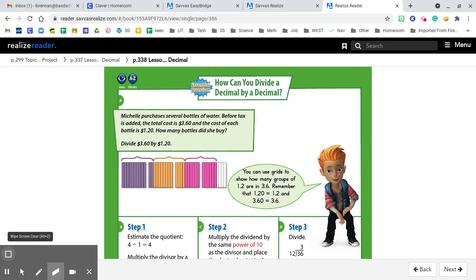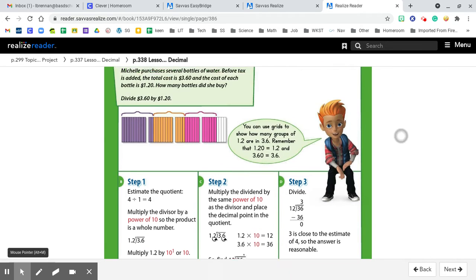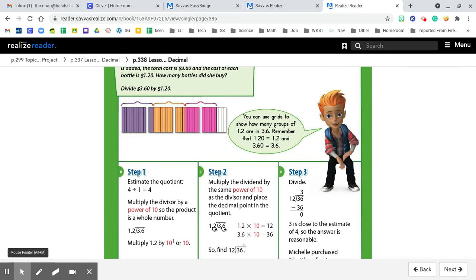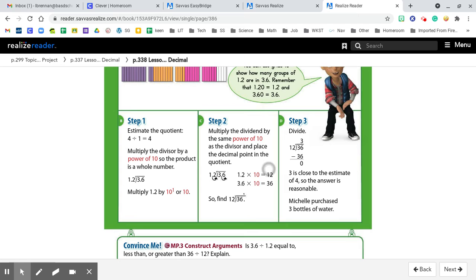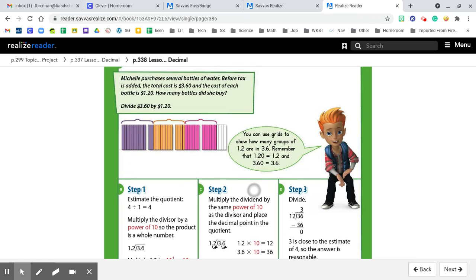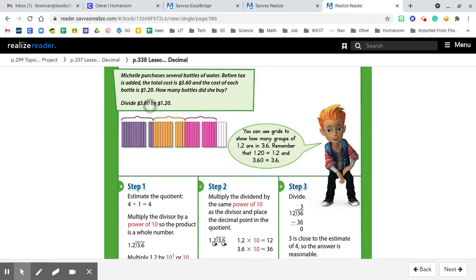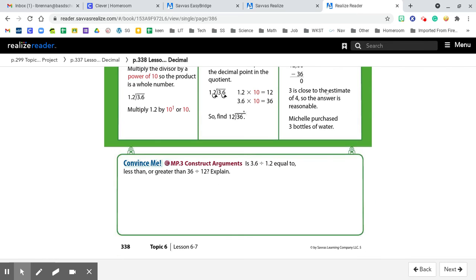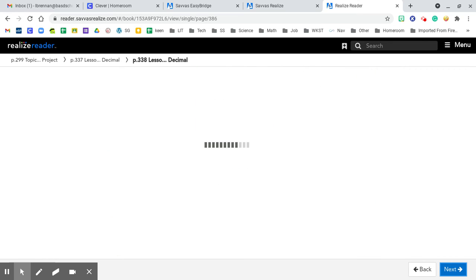And you remember, you can watch this video in your Savvas student portal. And in here they show you estimating. So we're rounding $3.60 to 4, $1.20 to 1. So our answer should be around 4. And they're showing you how to move the decimal. And in this case, they're multiplying it by 10 because they dropped the 0 in the hundredths place, but you just have to get rid of that decimal. So let's see what we got next.